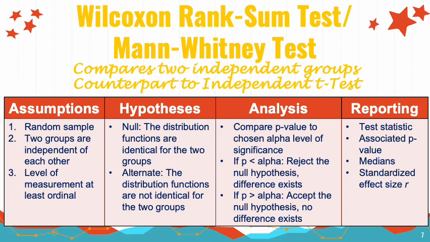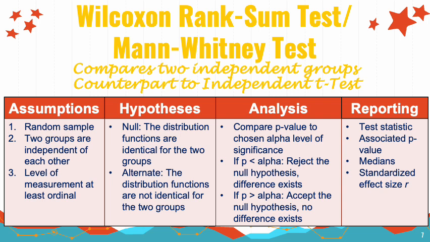While non-parametric tests do not have an assumption of normality, they still have other assumptions that need to be met. And the assumptions for this test include three things. First, your sample must be random. Second, the two groups that you are comparing must be independent of each other, meaning that each member is in exactly one and only one group, and the level of measurement is at least ordinal, which makes sense because we need ordinal data to be able to rank our data.